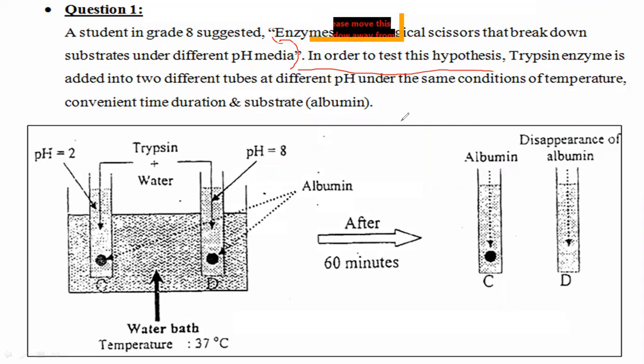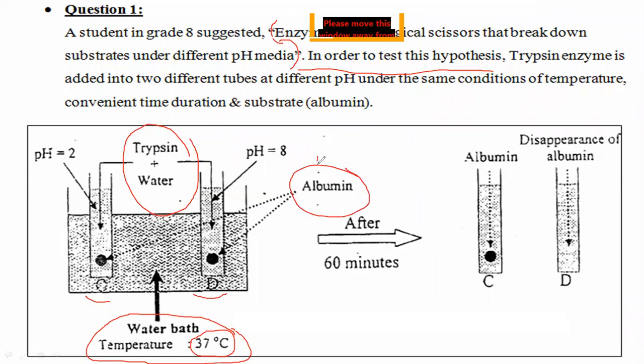We have two tubes, C and D. Two tubes, they are placed where? In a water bath at temperature 37. A water bath is like a big beaker that contains water, and the temperature is 37 degrees Celsius. Both tubes contain albumin. Both tubes contain trypsin. Both tubes contain water. So all these conditions are common. All of them contain albumin, trypsin and water. All of them are placed in a water bath, temperature 37.